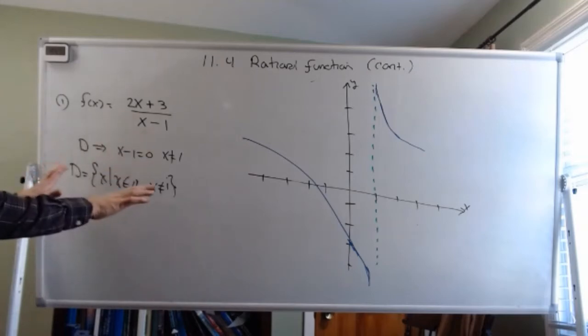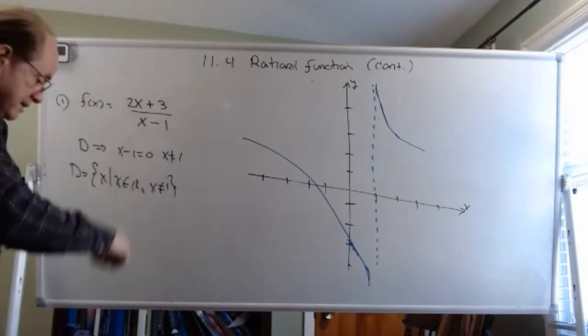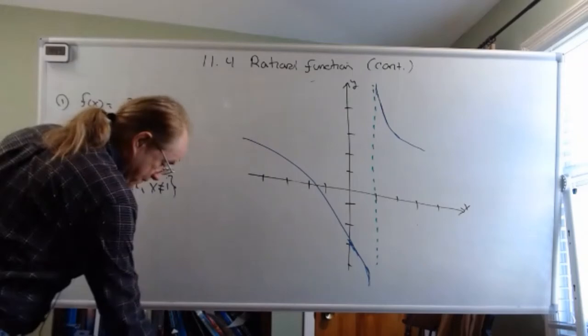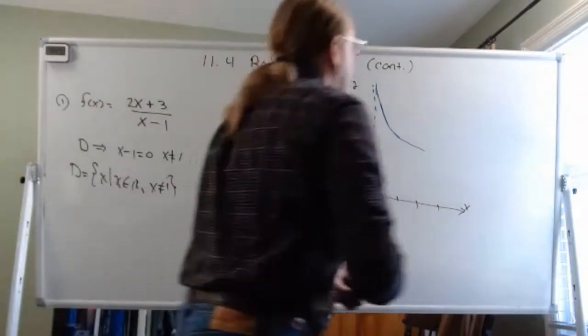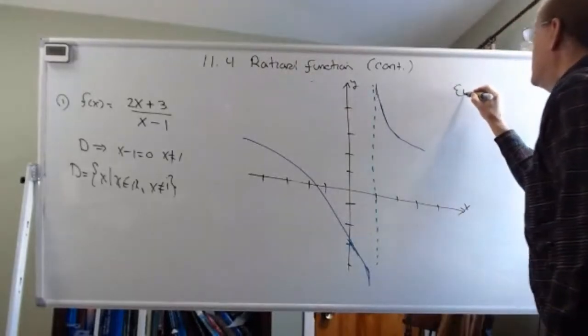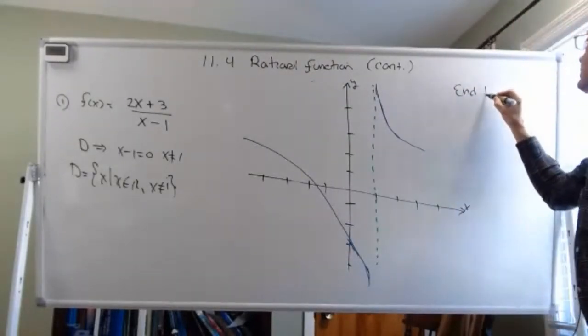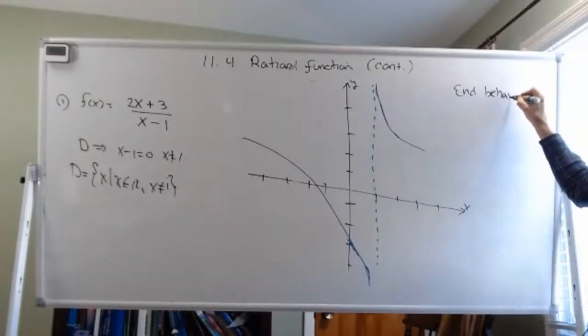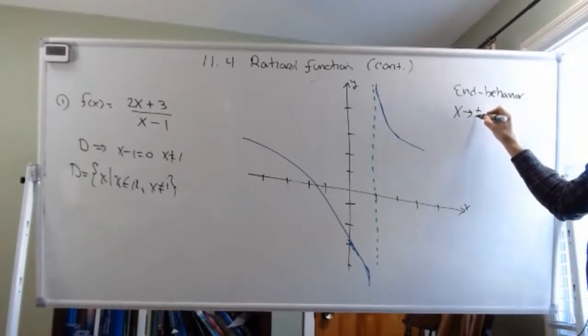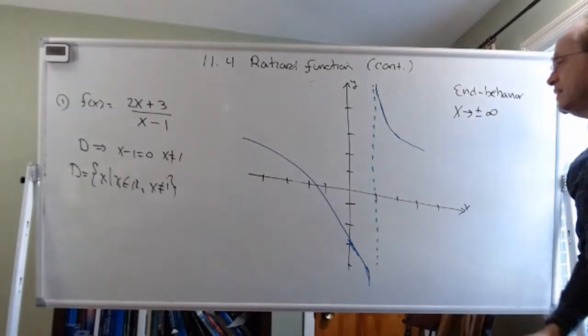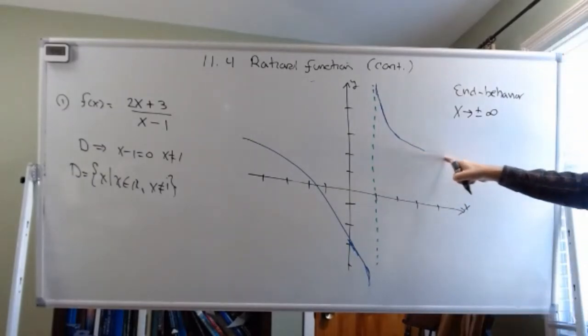Now, we've already done that. Now we're asking about the end behavior. So now we change our focus a little bit and look at the end behavior. What happens as x goes to either plus or minus infinity? Well, let's look at it this way. Let's get x to be larger and larger values.